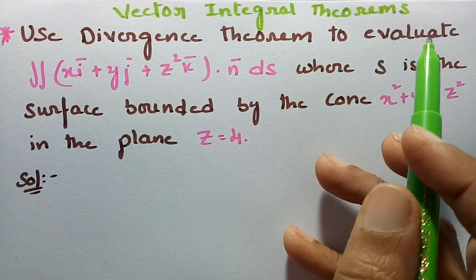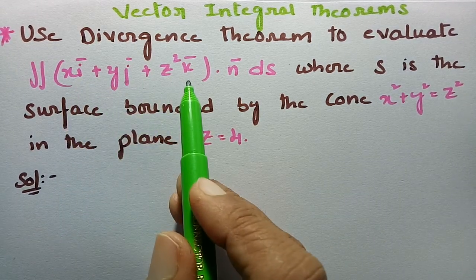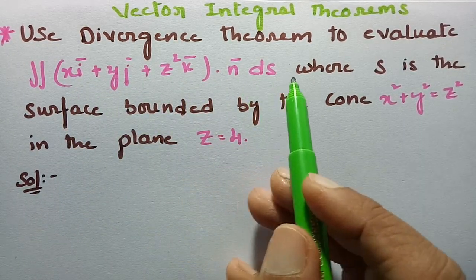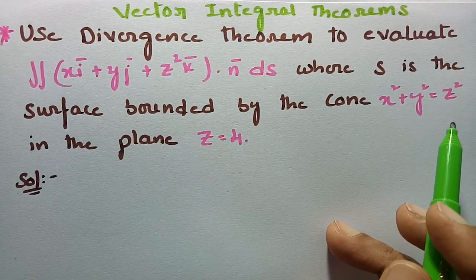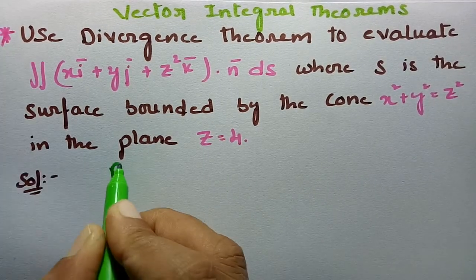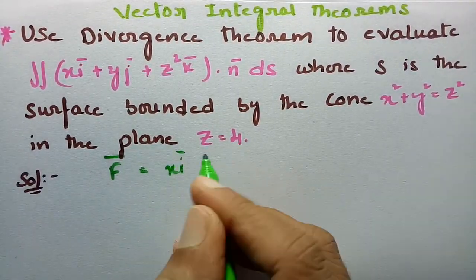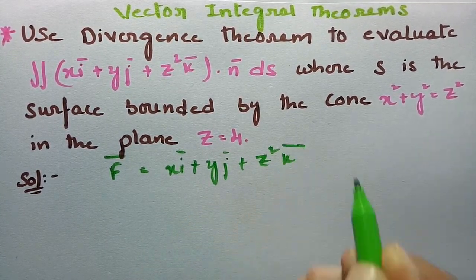Use Gauss's divergence theorem to evaluate the surface integral of (x i bar plus y j bar plus z square k bar) dot n dS, where S is the surface bounded by the cone x square plus y square is equal to z square and the plane z is equal to 4. So here f bar is given as x i bar plus y j bar plus z square k bar.